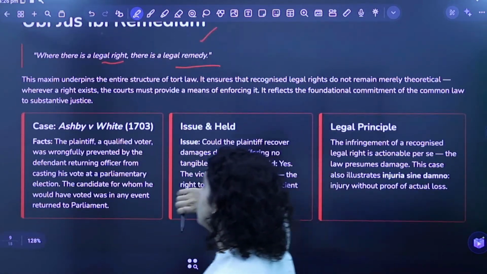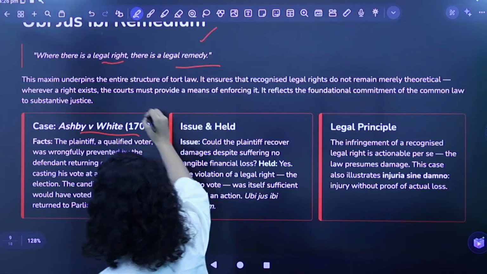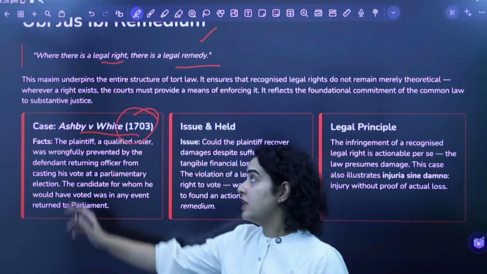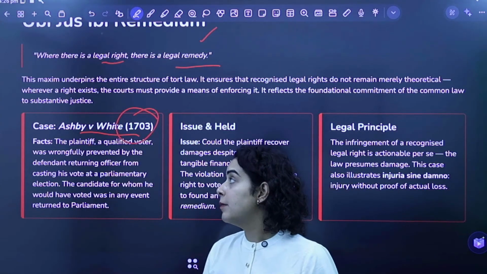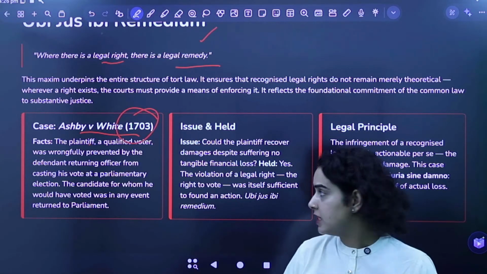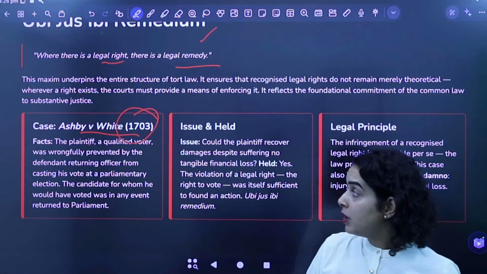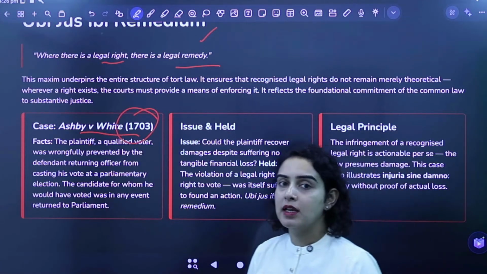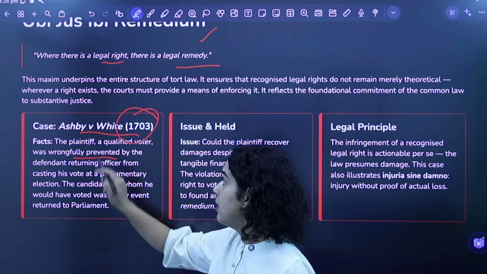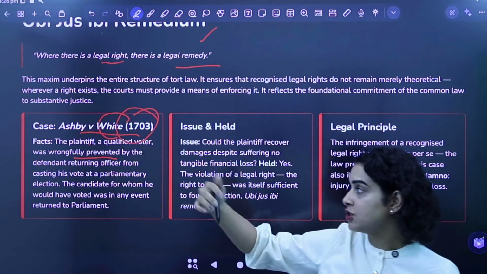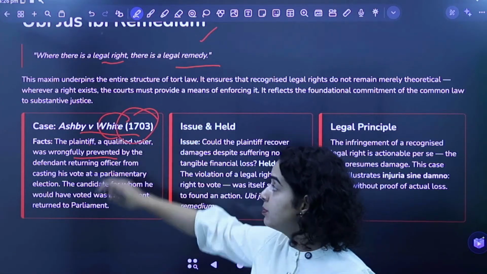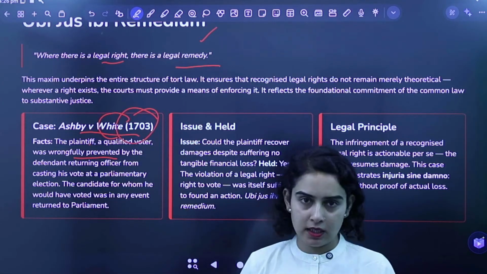Now, इसमें हमारे पास एक बहुत इंटरेस्टिंग केस है, which is Ashby versus White, a judgment of 1703. अब इस जजमेंट में हुआ क्या था? Let's understand. Ashby, who was the plaintiff, right? Ashby was a voter. He was a qualified voter. He could cast his vote. Now, he wanted to cast his vote for the parliamentary election. Now he was wrongfully prevented by White. White कौन है? White वहां पे एक election officer था, right? And he wrongfully stopped Ashby from casting his vote in the parliamentary election.